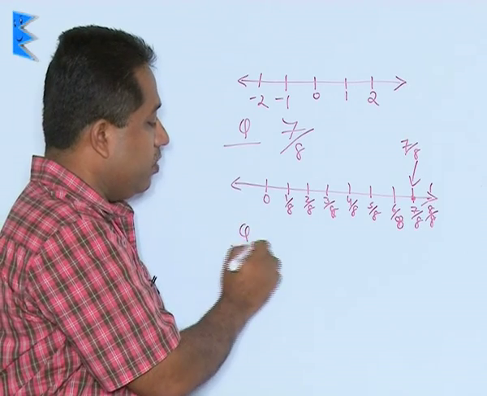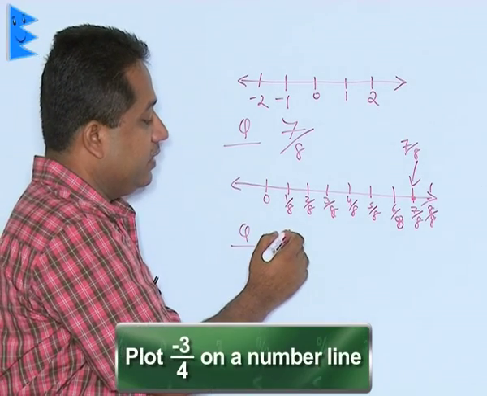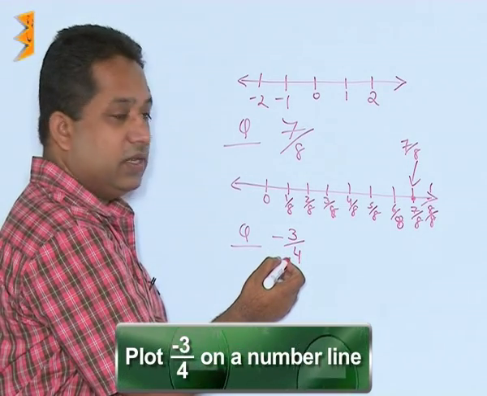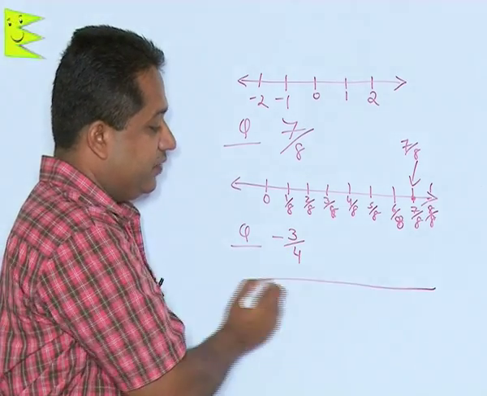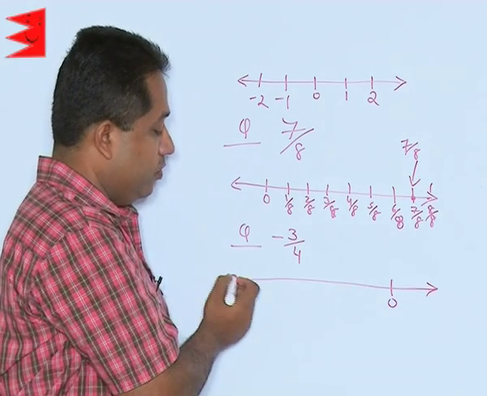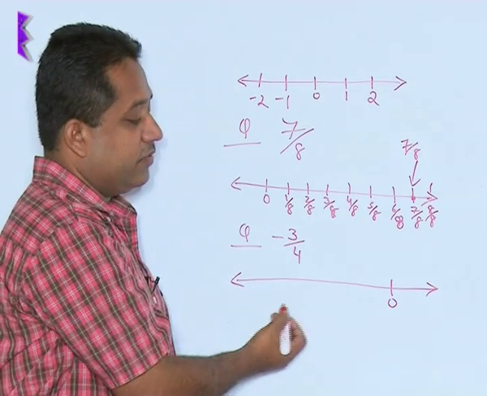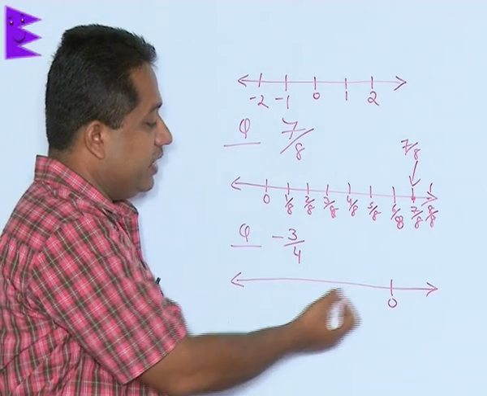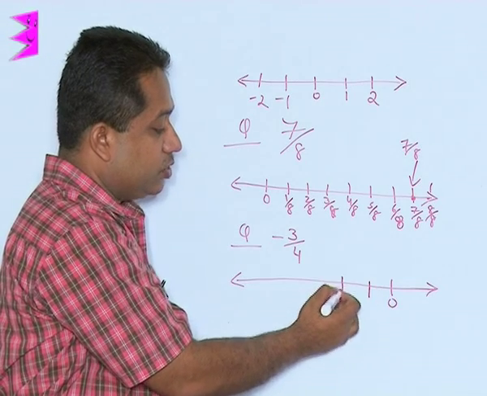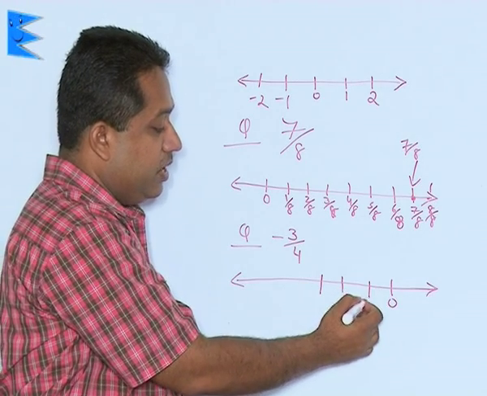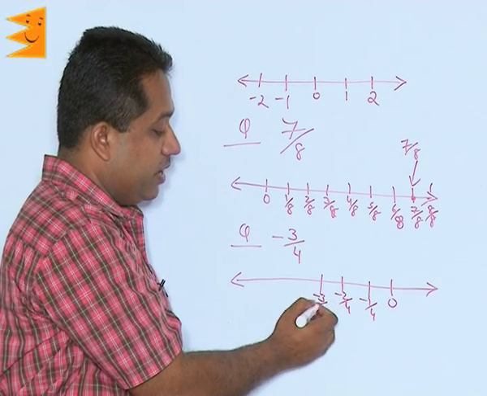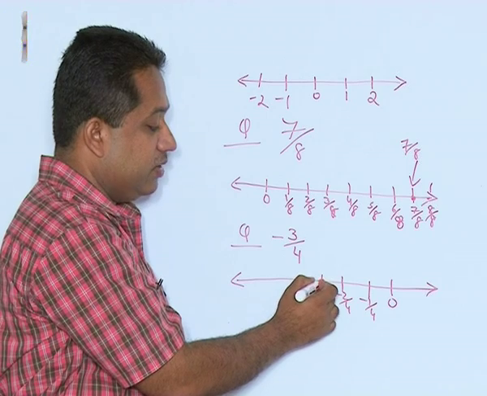Now, what happens if you want to plot, let us say, minus 3 upon 4? Now, minus 3 by 4 is a negative number. So, it will lie on the left side of 0. So, this is our number line. We are going to represent minus 3 by 4 on the left side of 0 here. So, when we look at the left side here, we find that we have to divide into again equal portions. The first part will be minus 1 upon 4, second part will be minus 2 by 4, this will be minus 3 by 4. This is the point that is required.